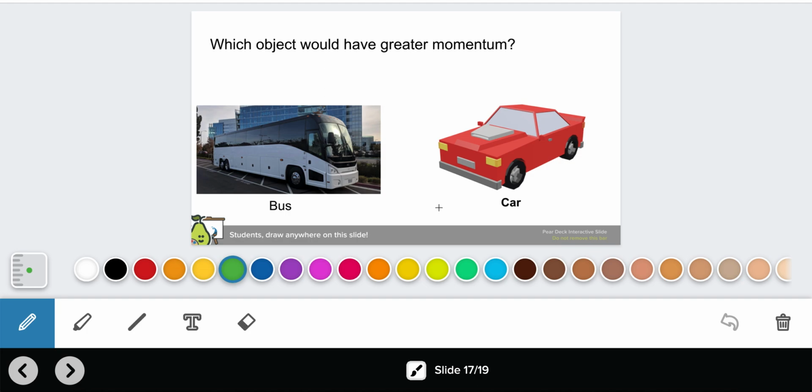Did you pick one? I sure hope you did, because we all need to practice. It is definitely not going to be the car. It is going to be this bus. But why the bus? Why does it have more momentum? Because it has much more mass. Since this bus has more mass, it is going to be much harder to stop. So it has greater inertia in motion.